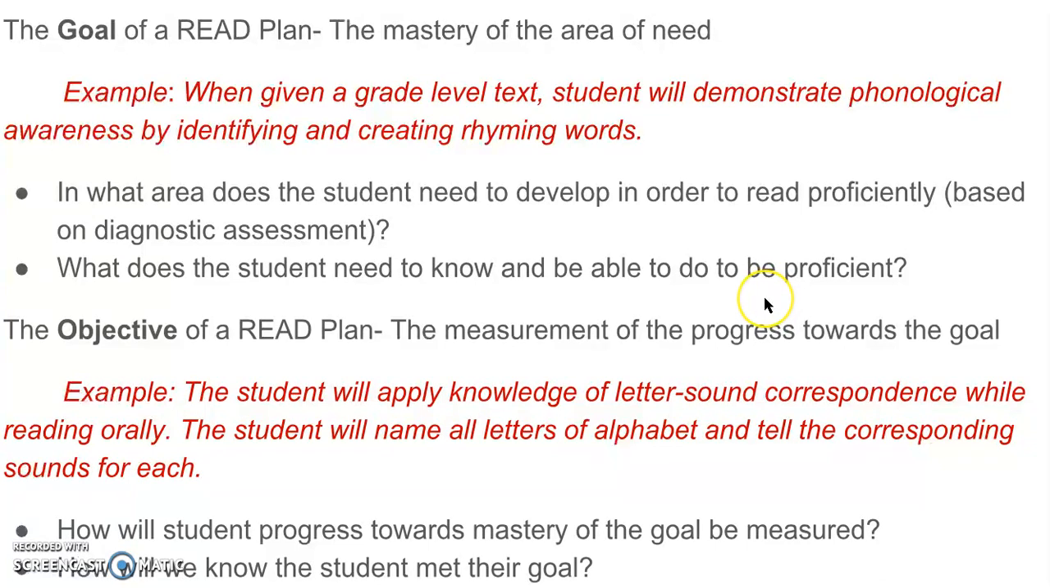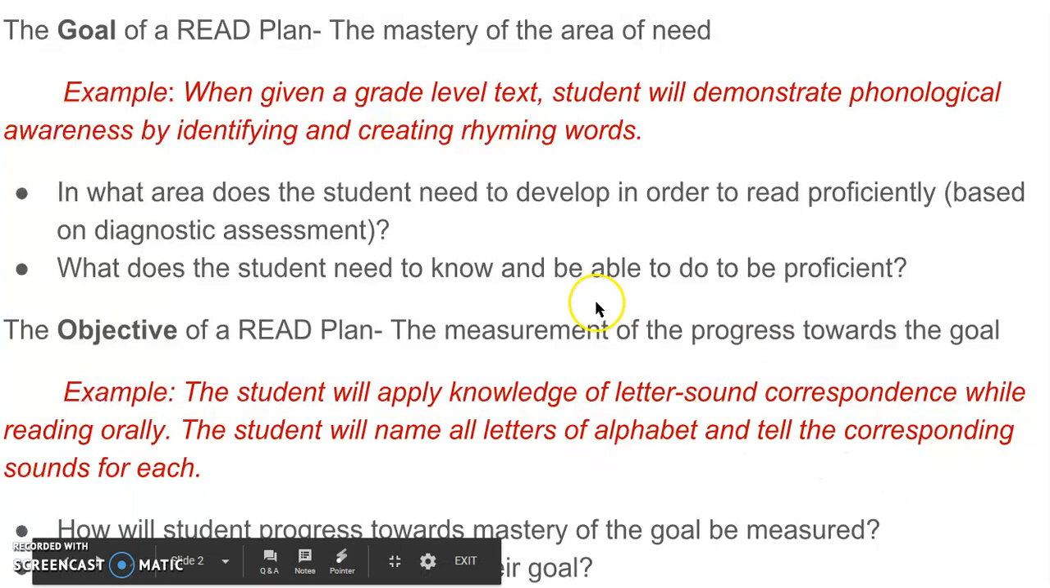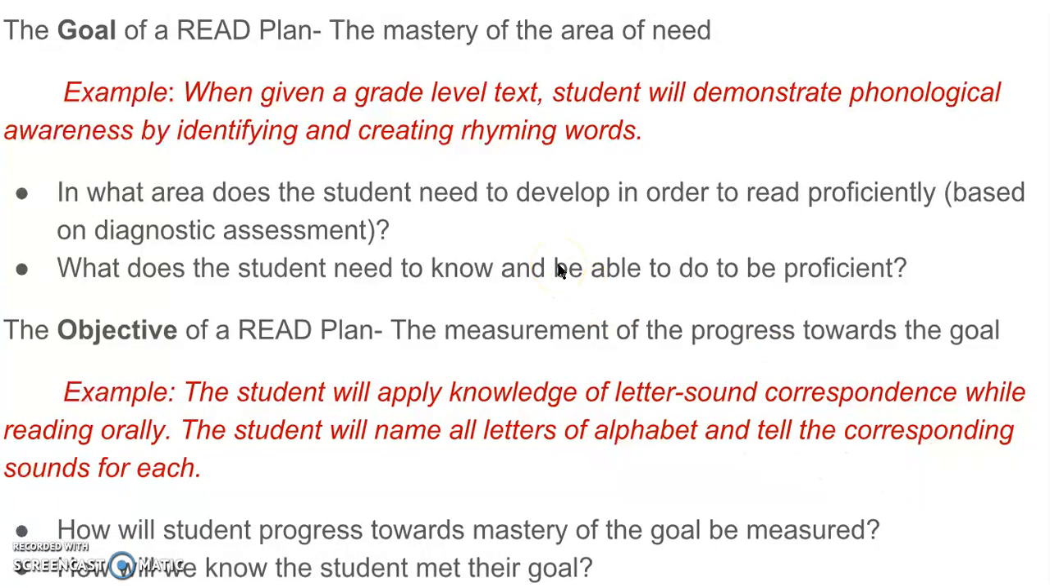The objective, on the other hand, would be the measurement of the progress towards the goal. So an example would be, the student will apply knowledge of letter-sound correspondence while reading orally. The student will name all letters of the alphabet and tell the corresponding sounds of each. Two questions to ask yourself here would be, how will student progress towards mastery of the goal be measured? And how will we know the student met their goal?